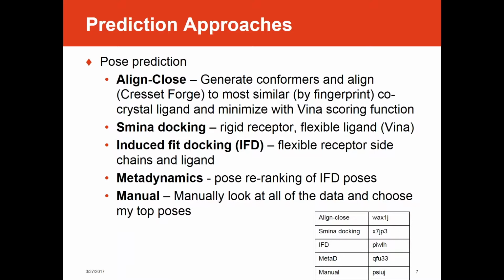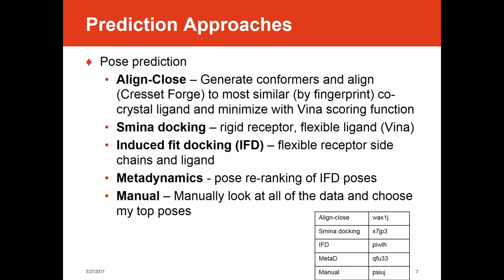Next, I did a very straightforward docking procedure using SMINA, which is based on AutoDock Vina, which is a rigid receptor, flexible ligand, Vina scoring function. So it's a very straightforward method. The next is the induced fit docking method from Schrodinger, which I'll discuss in a minute, but it essentially allows flexible receptor side chains as well as ligand sampling.